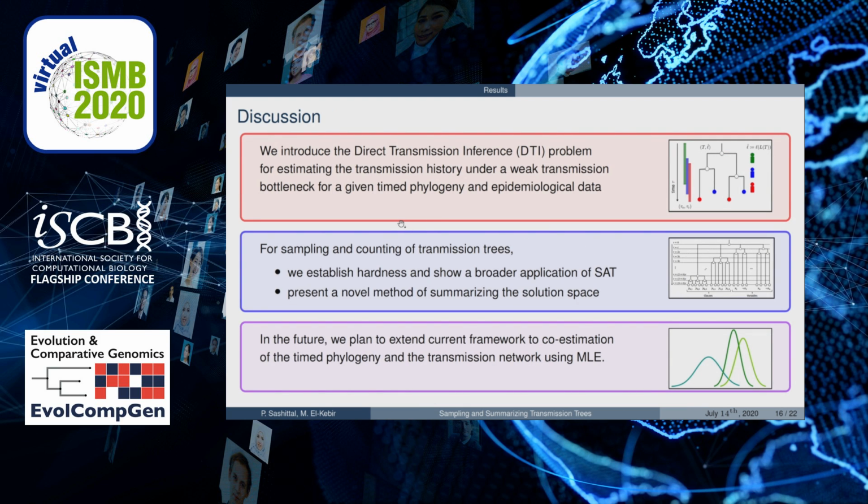So to conclude, we introduce the direct transmission inference problem for estimating the transmission history under a weak transmission bottleneck for a given time phylogeny and epidemiological data. For sampling and counting of transmission trees, we establish the hardness and show a broader application of SAT. We also present a novel method of summarizing the solution space of transmission trees. In future, we plan to extend the current framework to co-estimation of time phylogeny and transmission network using a maximum likelihood-based approach.